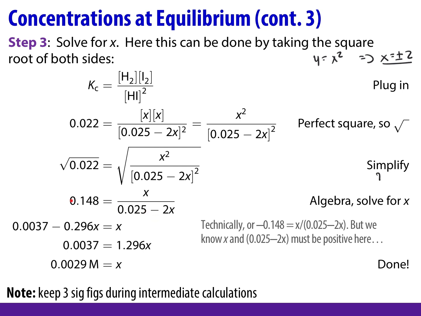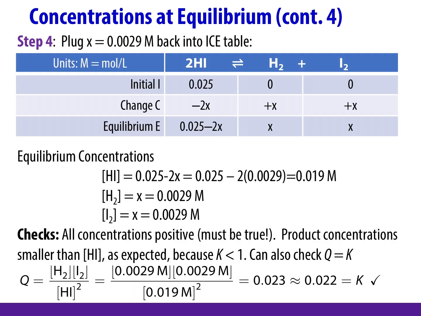Then do some algebra here, multiply both sides by 0.025 minus 2x. Simplify, do the steps of algebra, and you get 0.0029 molar is equal to x. Don't round too early. That can cause some numerical issues. In that case, though, we do get a value of x and can then get the final answer here.